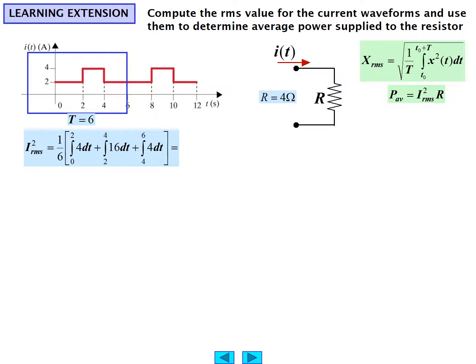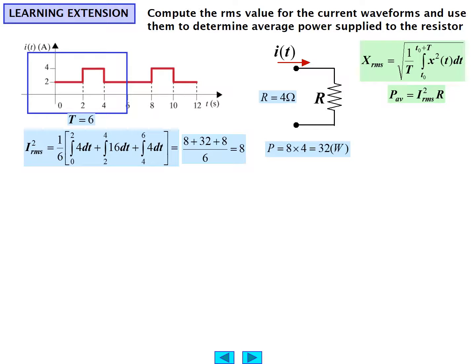We can then write the equation for I_RMS squared as 1 over the period, which is 1/6. We can integrate from 0 to 2. It's a constant of 2, so we square it, we get 4. We integrate then from 2 to 4, which is a constant of 4. We square it, we get 16. And don't forget the last portion. We integrate from 4 to 6 of a constant of 2. We get 4, and that is our integration, whose answer turns out to be 8.